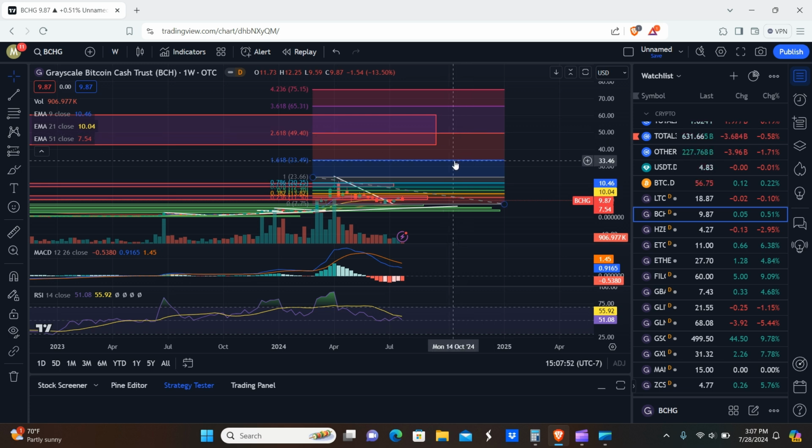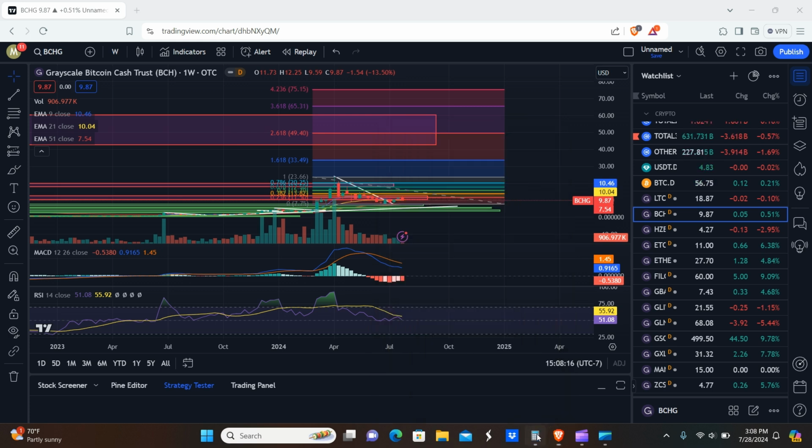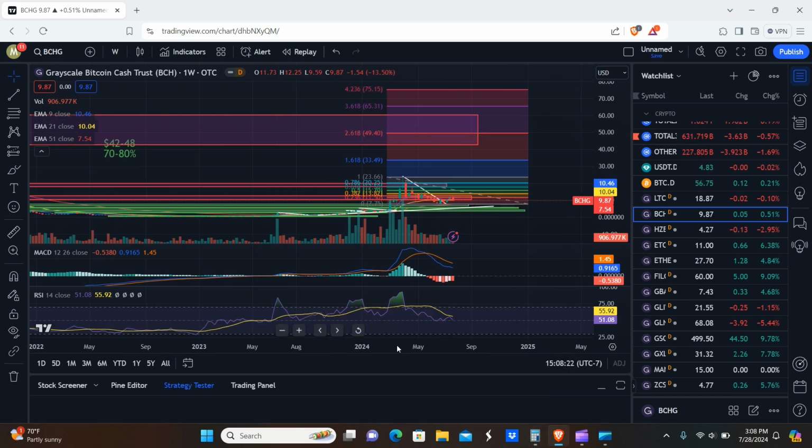So the local levels here are 33, 50, 65, and roughly 75 respectively. So just do 75 divided by the current price, which I could just say is $10 for simplicity's sake. So we'll go 7.6x. Again, if you put 2K in and it just goes to the swing high, which is absolutely possible, I would say even likely, you'd then be looking at $15,200.